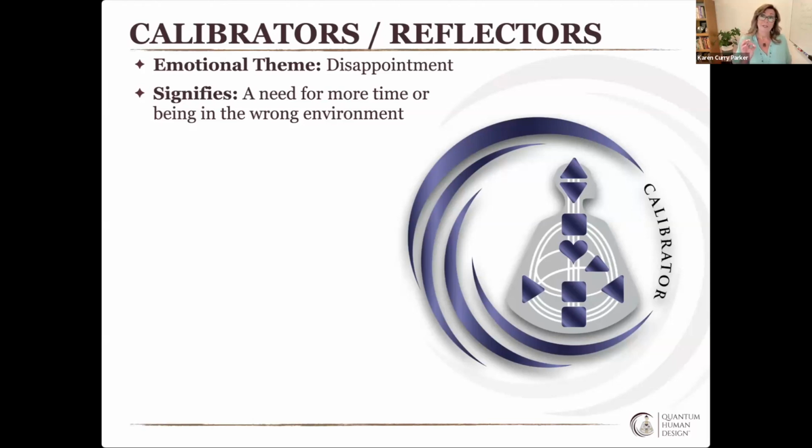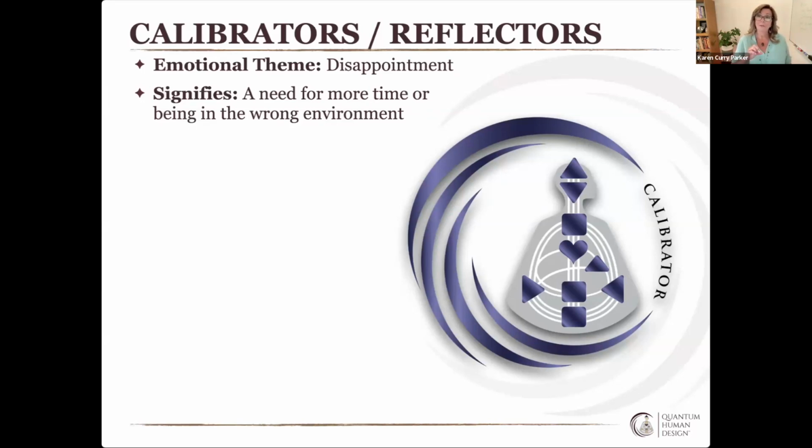There's a second theme to the disappointment of the calibrator. Remember, the calibrator has 9 open centers. So anywhere where we have openness, if you look at your own chart, anywhere where we have openness is where we take energy and information in. And ultimately, the purpose of openness is to be wise. So when we are wise about others in our openness, we are better able to really see the potential.